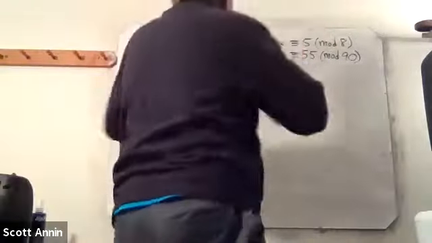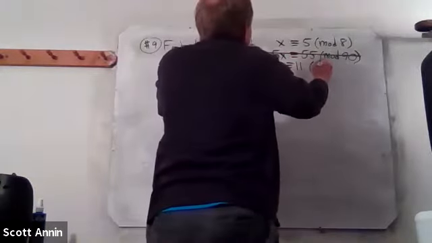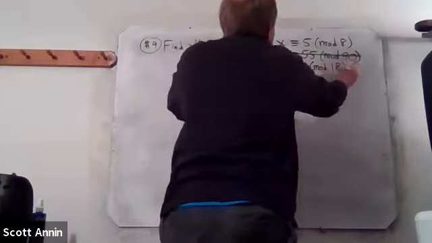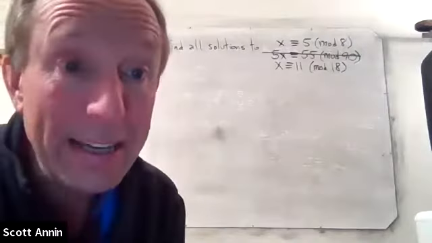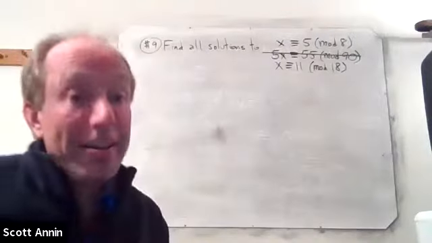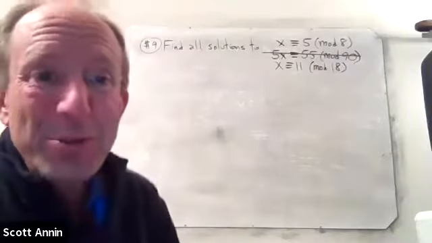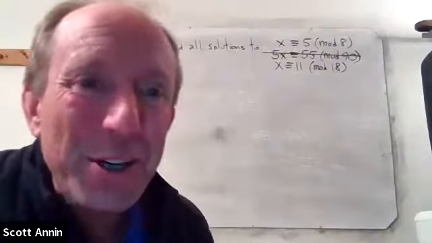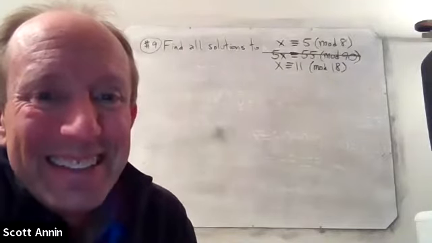So I'm going to just replace the second congruence with a smaller one, which is x congruent to 11 mod 18. Just divide everything through by 5. Okay? So now we have a little bit easier system to work with. Any thoughts on where to go from here?